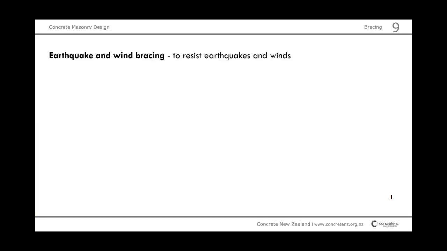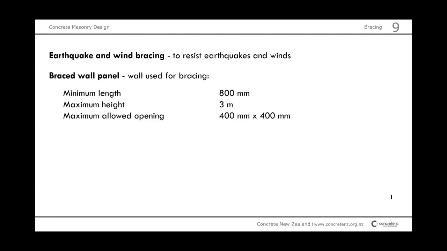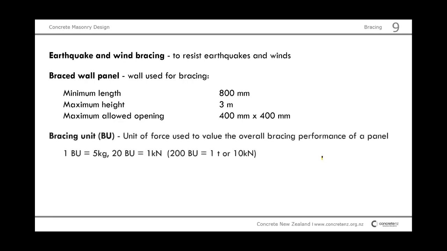The next one now, bracing. So how do we brace a masonry building? So you all know we need to brace against wind and earthquake forces. We can account every panel which is 800 millimeter or larger in length. The maximum height is 3 meters. We brace every story by itself. And as I mentioned earlier, the maximum allowance of an opening is 400 by 400. You all know what bracing units are. 1 bracing unit is 5 kilo, 200 bracing units, a ton.